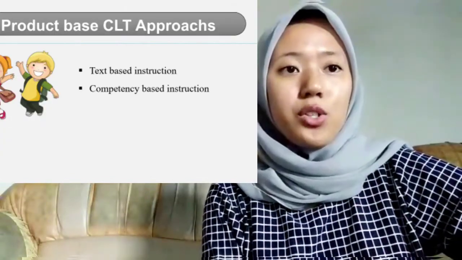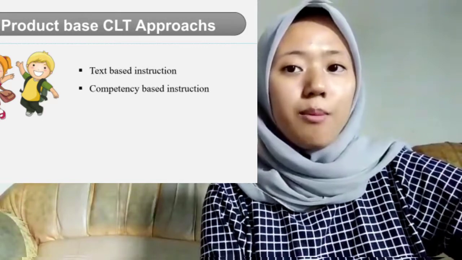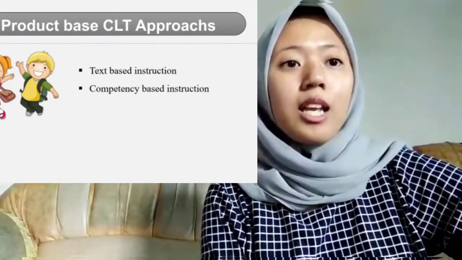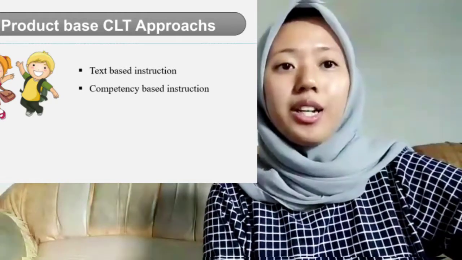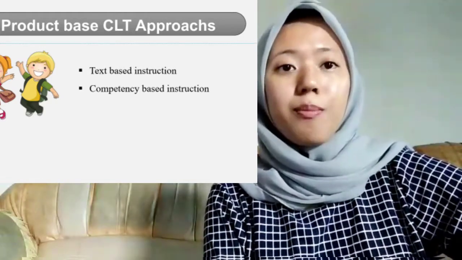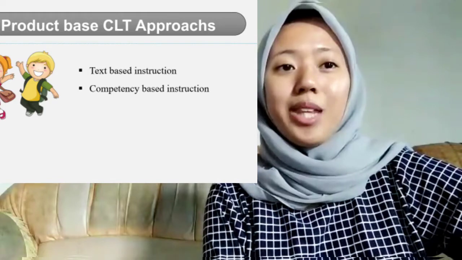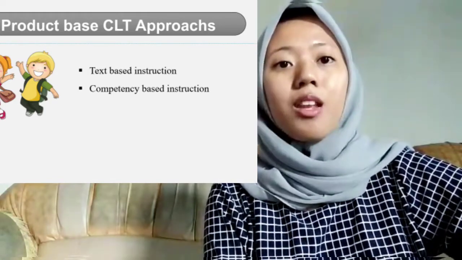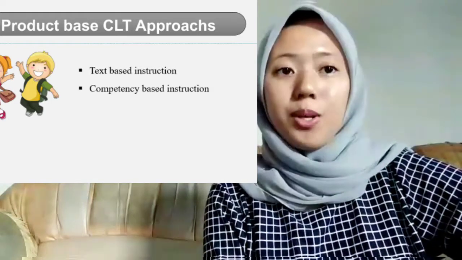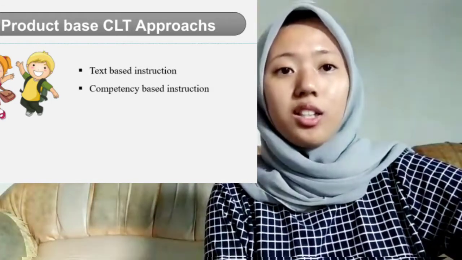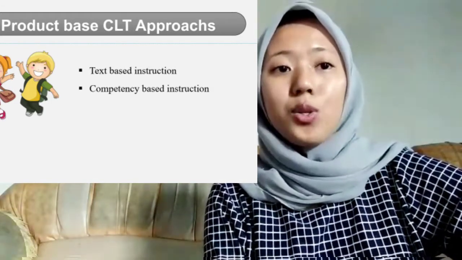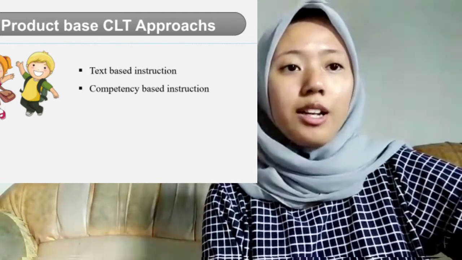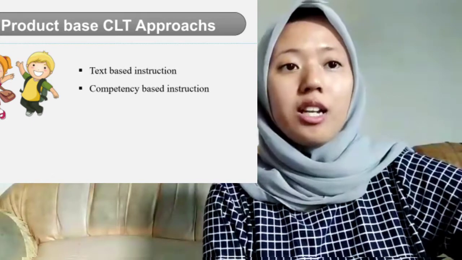Okay, and the next material is the project-based CLT approach. Number one is text-based instruction. Text-based instruction, also known as the genre-based approach, sees communicative competence as involving the mastery of different types of text. Text here is used in a special sense to refer to structured sequences of language that are used in specific contexts in specific ways. Next is competency-based instruction.